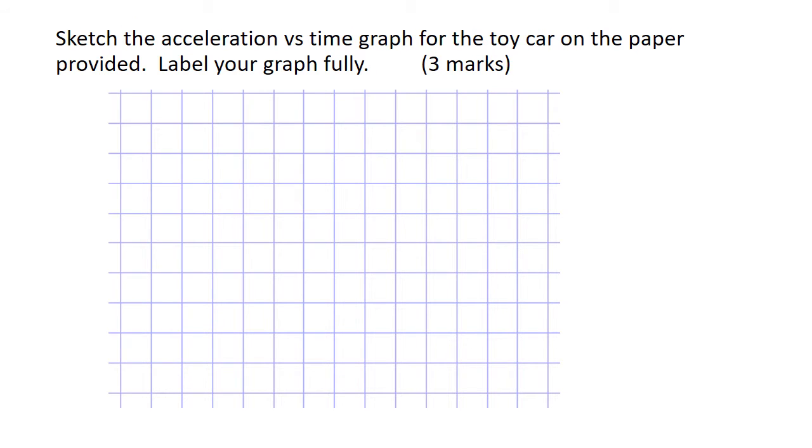Then sketching the acceleration graph. Now, whenever you're sketching a graph, you've got to make sure that you label it properly. So we've got to have our axes. So we've got our acceleration axis, and the units are meters per second squared. Then we're going to have our time axis across here. Now, sorry, you should actually try and draw straight lines. Time is going to be in seconds.